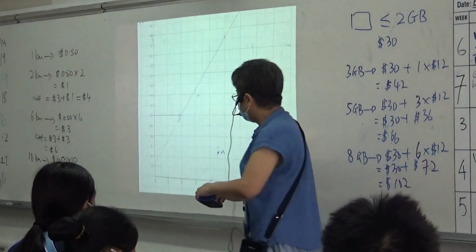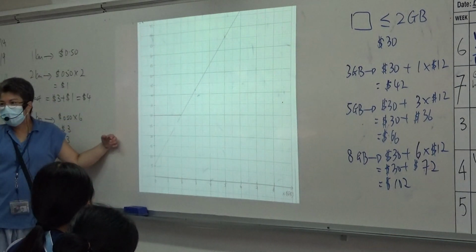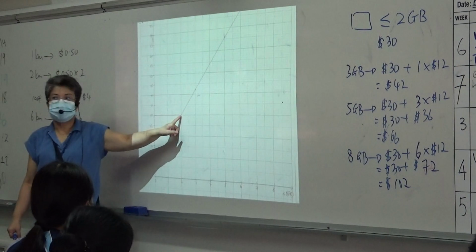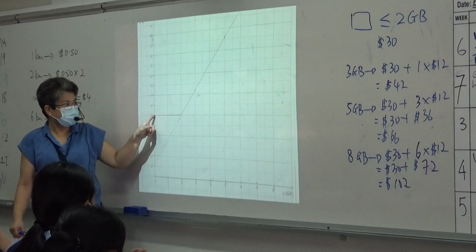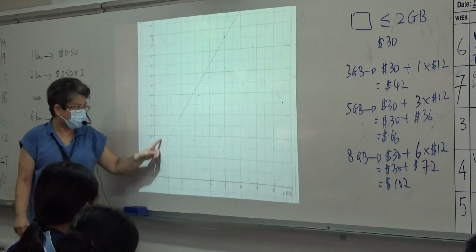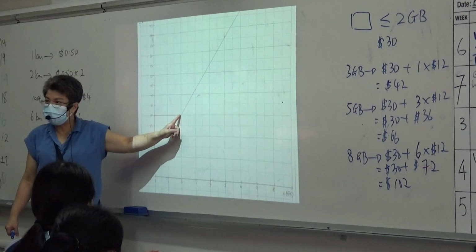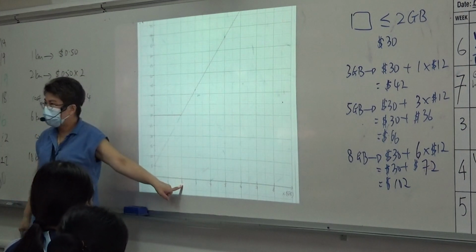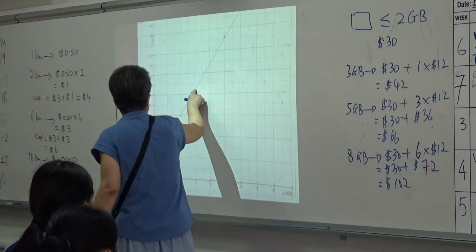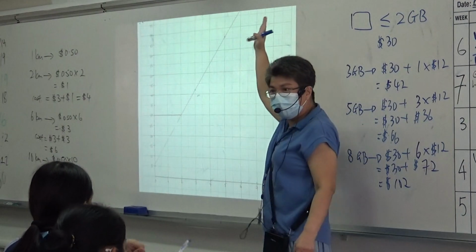Now all of you look up. Hello? That means from 0 to 2 gigabytes, I must pay $30, right? This is a constant fee, you can see that. That means whether you use 1 gigabyte, 0.5 gigabyte, or 1.5 gigabyte, you still must pay $30 until 2 gigabyte. Can you see? Then after that, every 1 gigabyte, it will increase by $12. Can you see? Then it goes up.